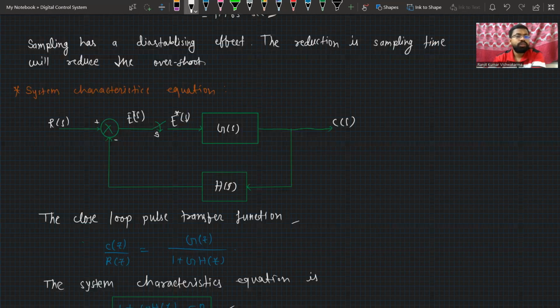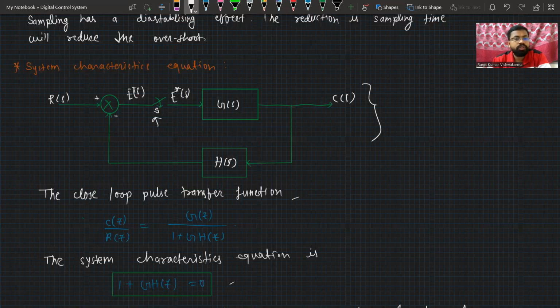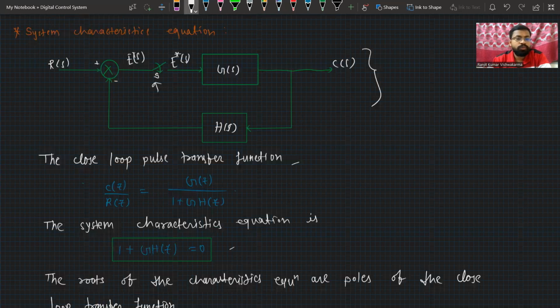Now we will see the system characteristic equation. This is the digital control system, because I have added a sampler here. First of all, I have to calculate the pulse transfer function. In a digital control system we always have to calculate the pulse transfer function, and in the analog control system we have seen that we always calculate the transfer function, the Laplace transform of the output divided by the input.